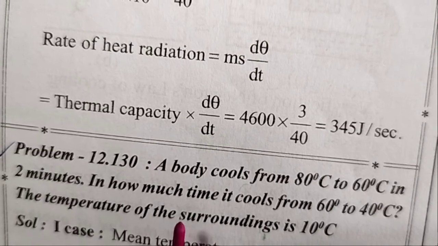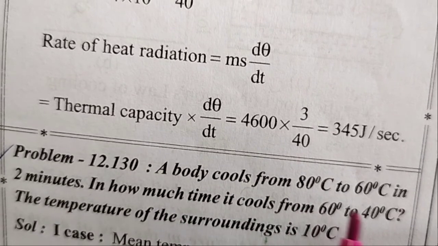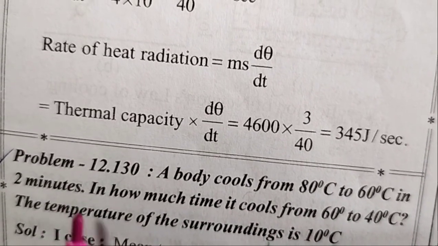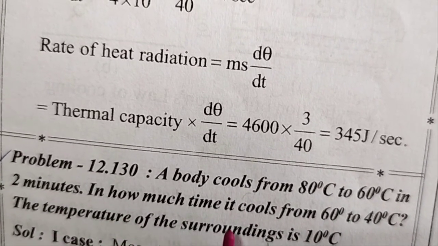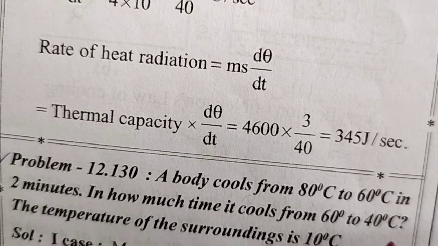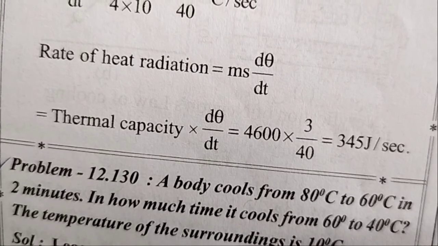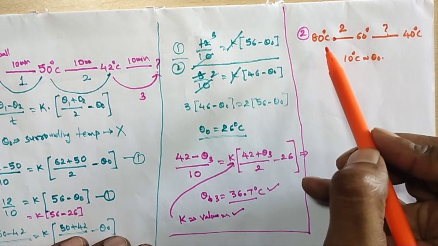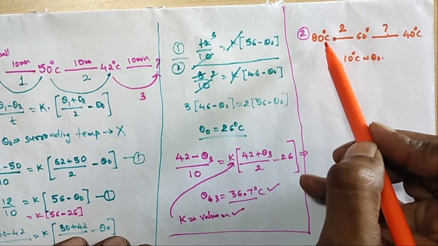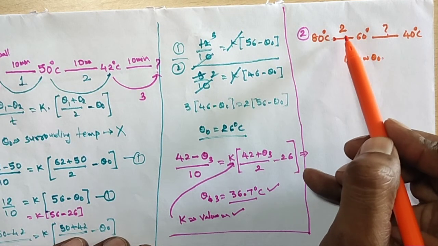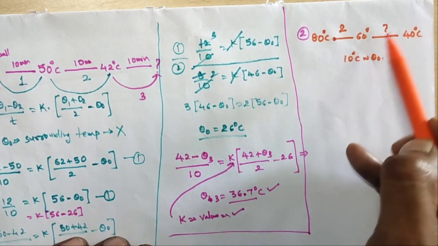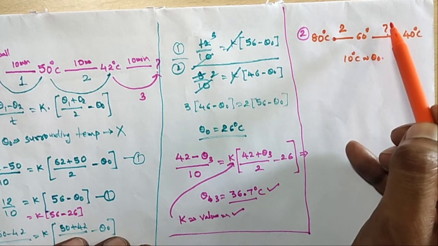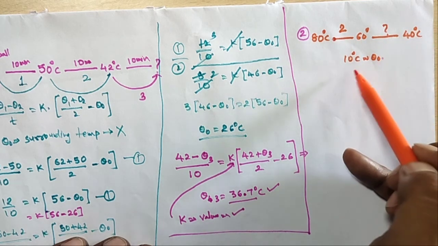Next, another problem. A body cools from 80 degrees to 60 degrees in 2 minutes. In how much time does it cool from 60 degrees to 40 degrees? The temperature of the surrounding is 10 degrees Celsius. Here, the second one. The body cools 80 degrees to 60 degrees. How many minutes? 2 minutes. And 60 degrees to 40 degrees, how many minutes? But what is the surrounding temperature?